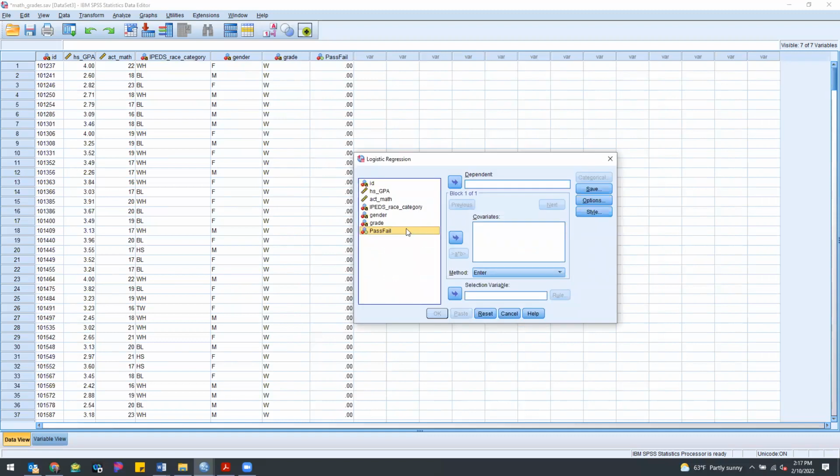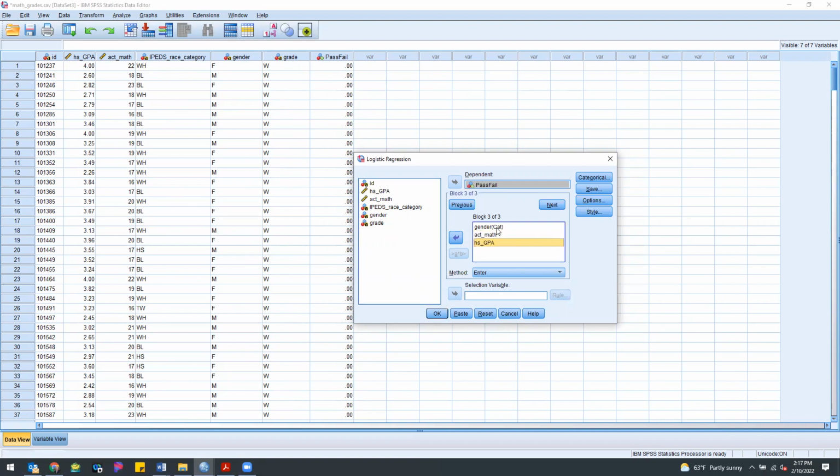And remember, the pass-fail is our dependent variable, 0 and 1. So we'll move that over into dependent. And in this first block, because we're going to take multiple steps here, we're going to do a hierarchical binary logistic regression model. The first thing we want to do is maybe take into account gender. And then we can go to the next block and bring gender back in, and then also add in ACT math scores, right? So gender and ACT math scores. And then in the third block, we'll bring in gender and ACT math again, but also high school GPA to see what kind of impacts it has.